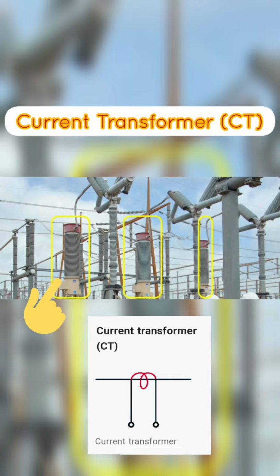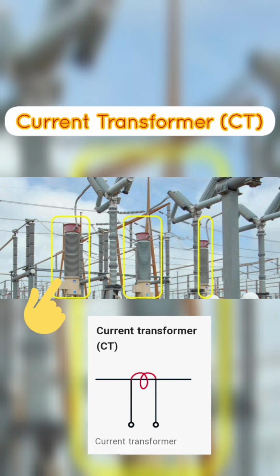Next we learn about current transformer. An electrical substation current transformer, CT, is a device used in electrical power systems to measure electric current. It is also known as an instrument transformer, which means it is a type of transformer that is used to measure or provide a reduced value of a high voltage or high current signal.